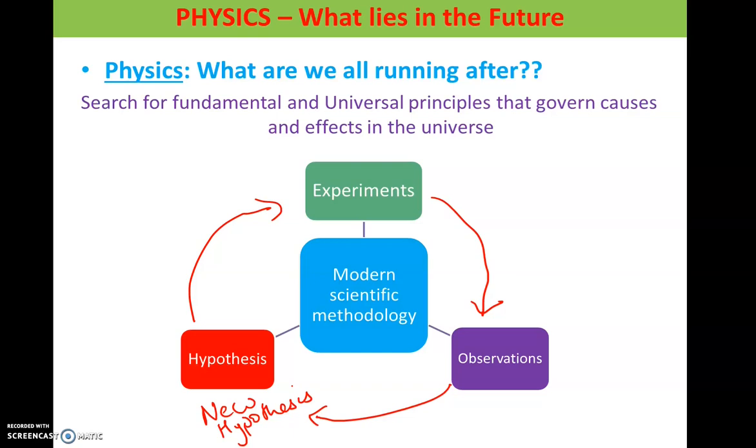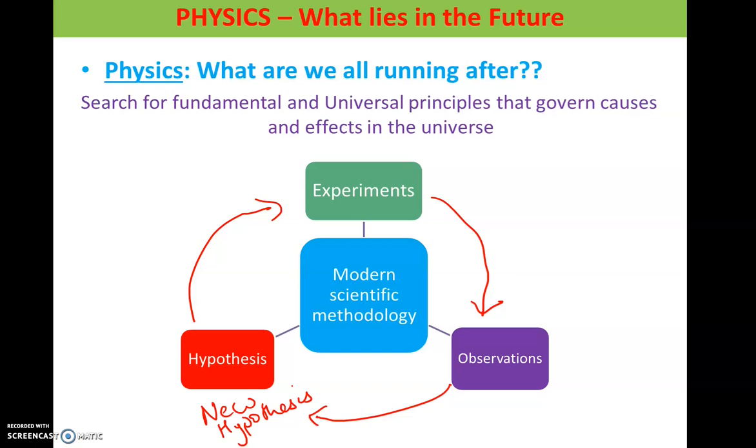In a sense, and overall picture, we are all running after something, and that is the search for fundamental and universal principles that govern causes and effects in the universe. So we want to understand how each and everything in the universe works, whether you're going down to a subatomic level and we are talking about an electron or an atom, or you're looking at these large galaxies, we are trying to develop theories and equations that can describe the behavior of these constituents in nature.